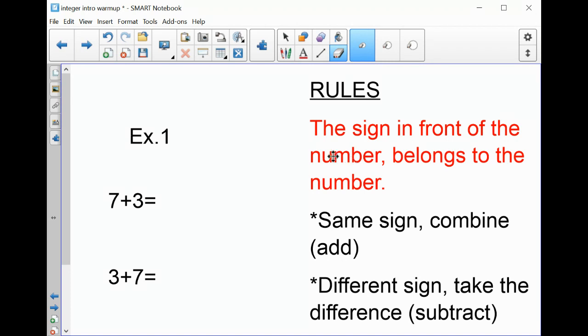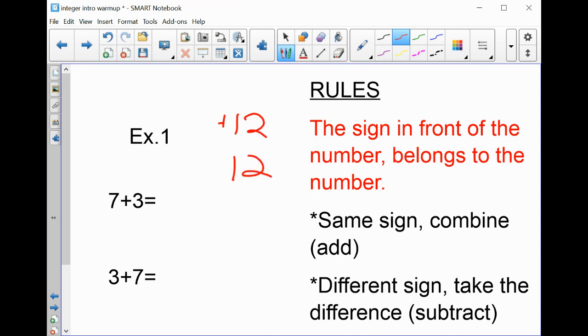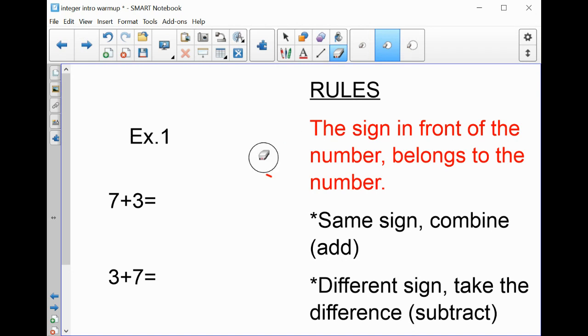We'll resume. So what we mean by this here is the sign in front of the number belongs to the number. So if we look right here, our 7 doesn't really have a sign in front of the number, but that means it's positive. That's just a given. It's understood. Just like if we say, hey, you're 12 years old, you don't say plus 12. You usually say, I'm 12 years old. So we understand that the number in front is positive.